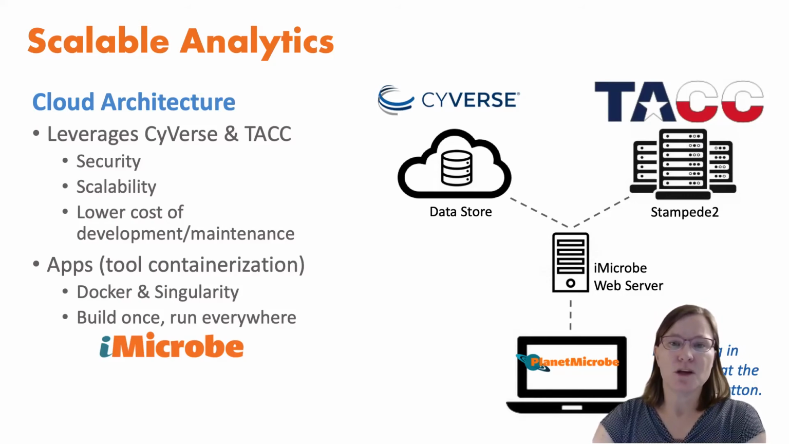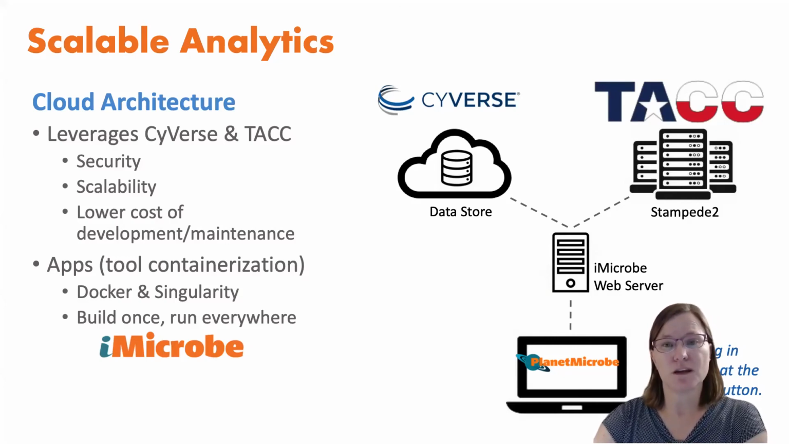For compute, we leverage the $30 million Stampede2 supercomputer at the Texas Advanced Computing Center. Stampede2 has almost 370,000 cores that are available. And because we use these existing resources, there's a lower cost of development and maintenance for our project. We maintain just a small code base and a single small web server in order to implement Planet Microbe.